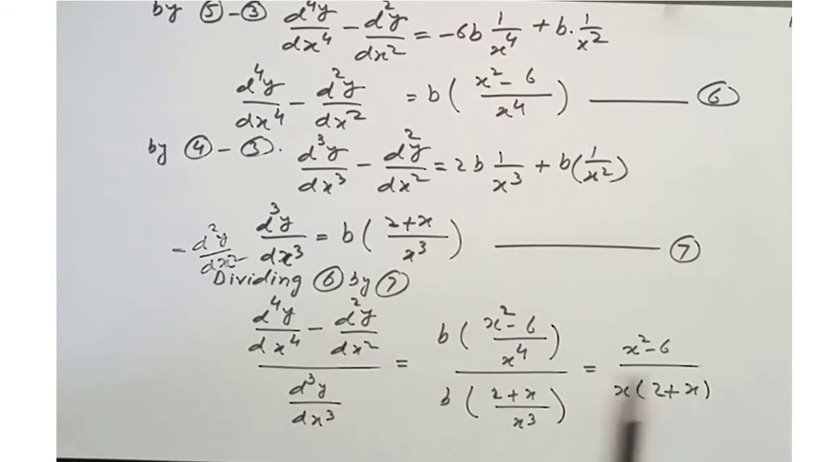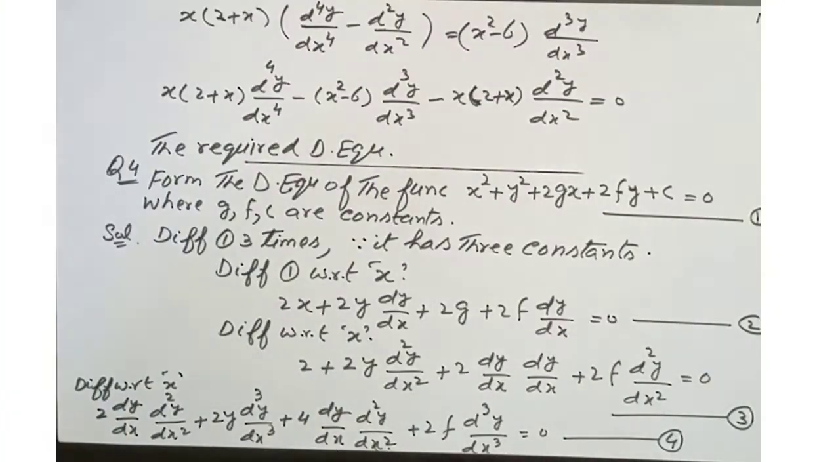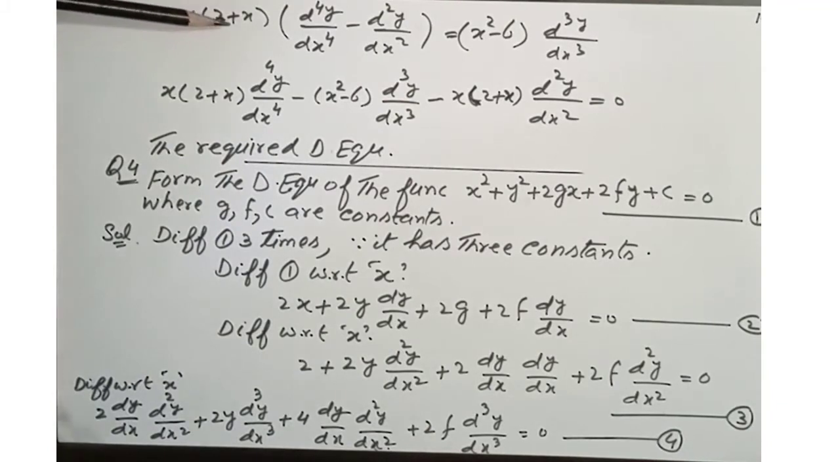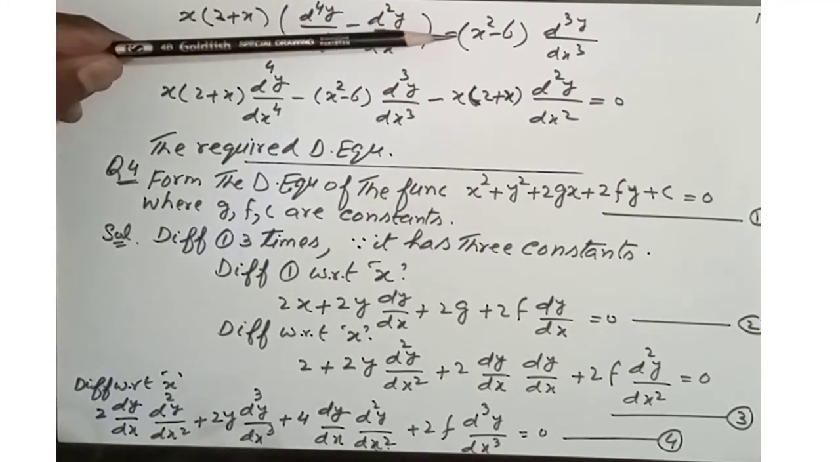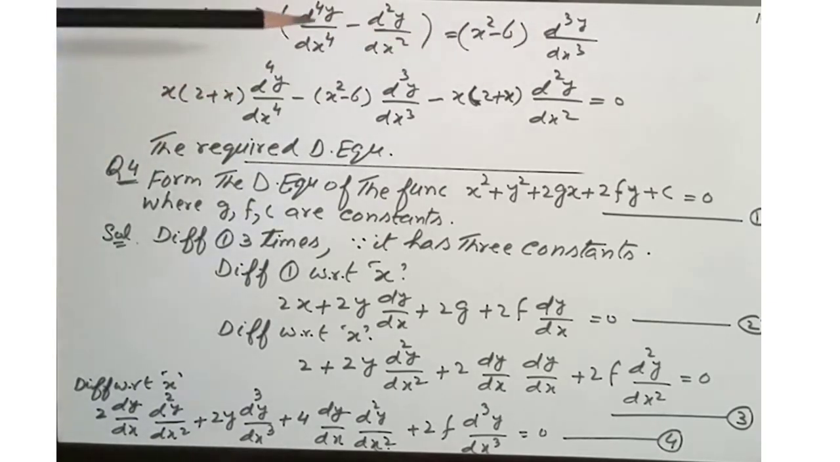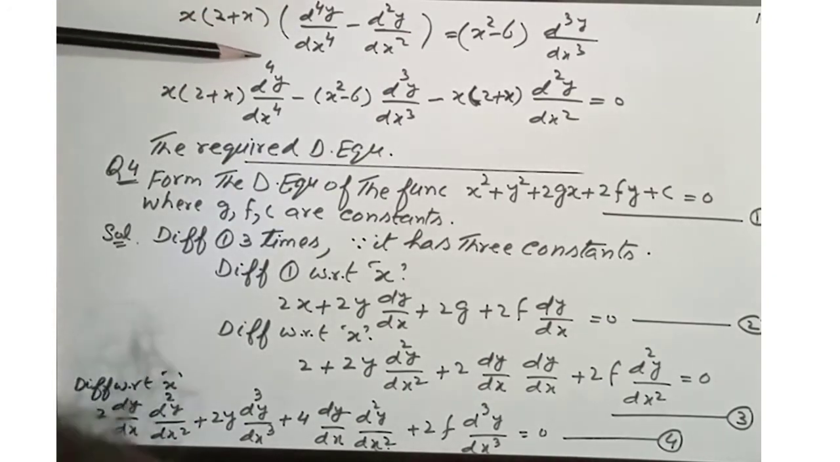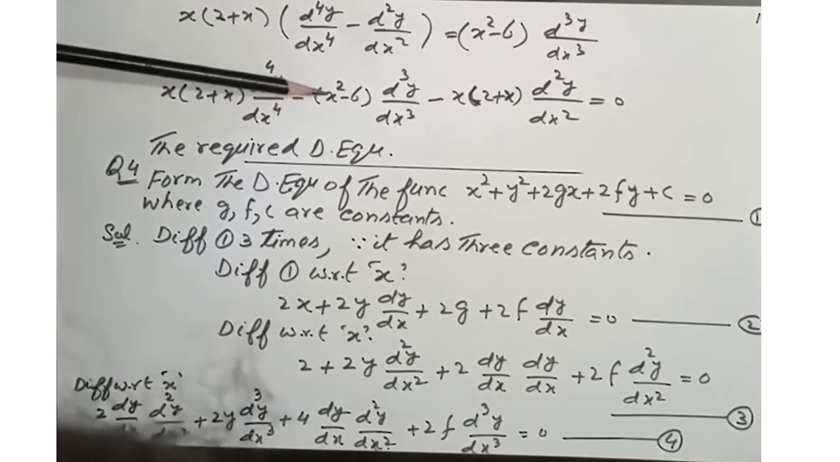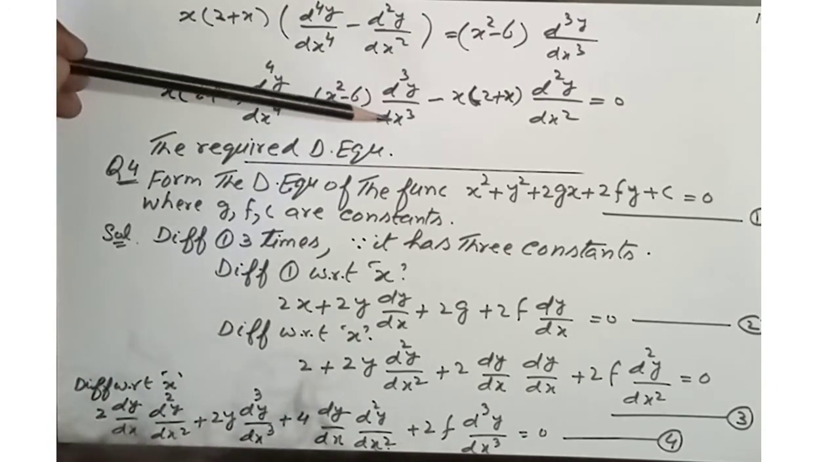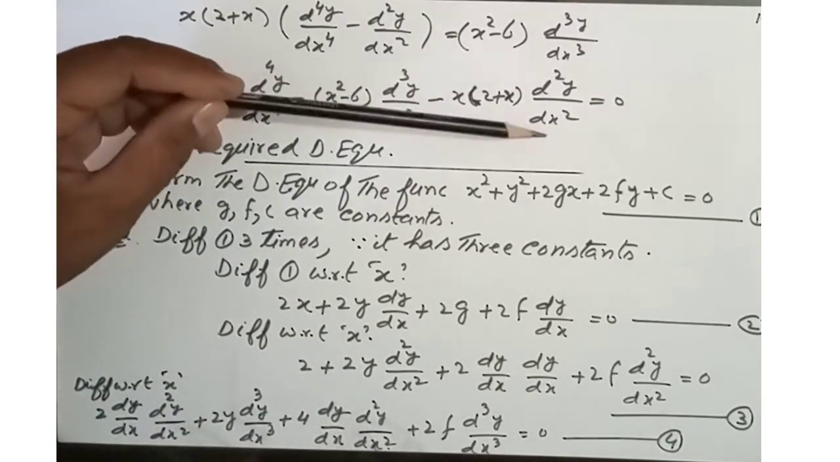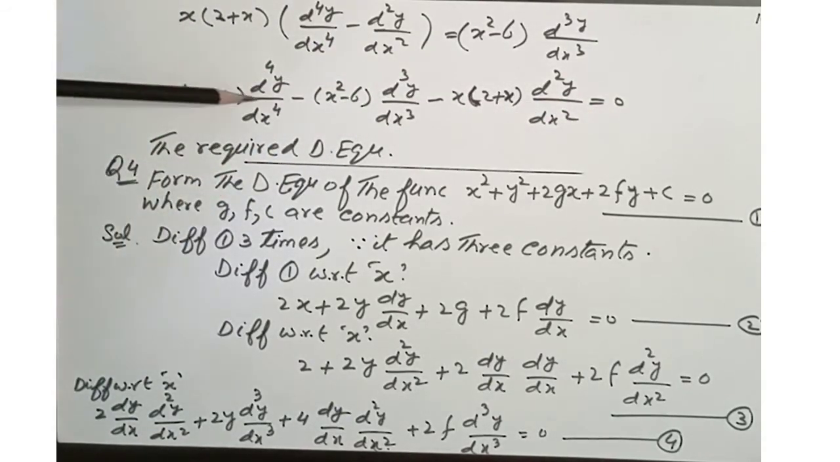Now by cross multiplication, we have x into 2 plus x d4y by dx4 minus d square y by dx square equal to x square minus 6 into dy over dx cube. Again we simplify this term and we get x into 2 plus x d4y by dx4 minus x square minus 6 d3y by dx cube minus x into 2 plus x d square y by dx square equal to 0. This is the required solution of the given differential equation.